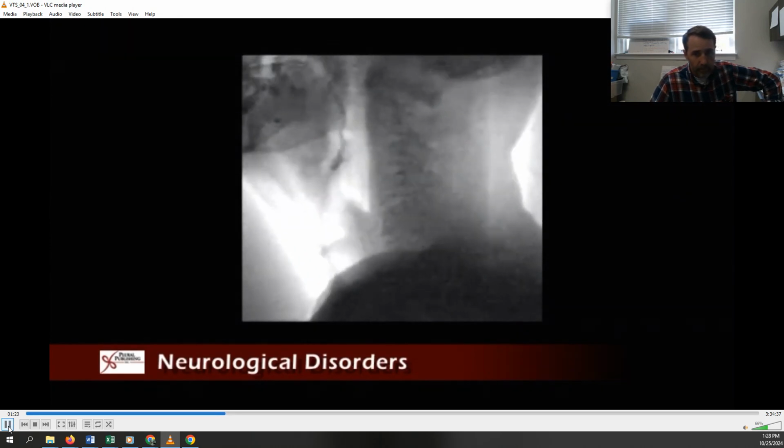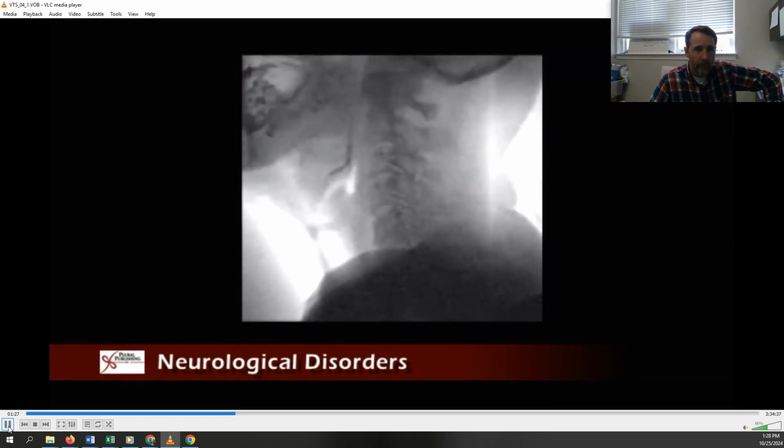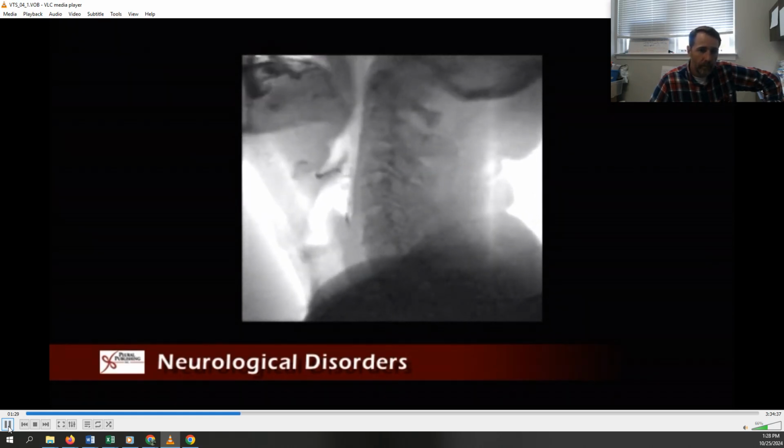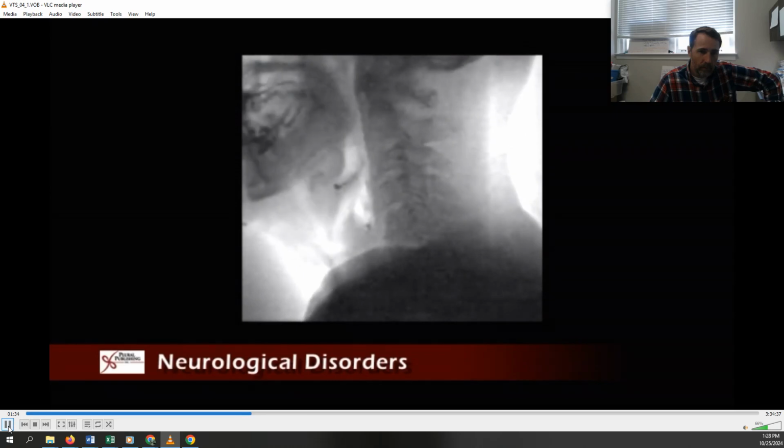When a very small percentage of the bolus reaches the pharynx, we can see that the pharyngeal swallow is delayed and effortful, and only a minimal amount of material enters the esophagus.